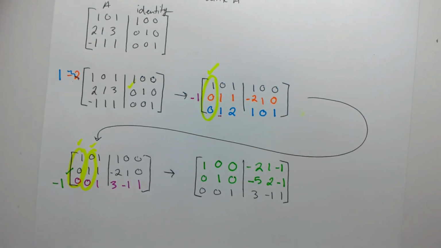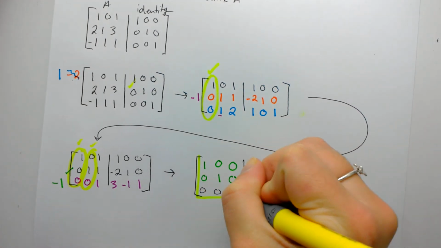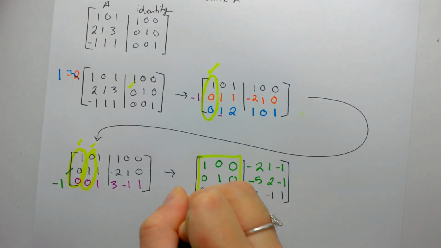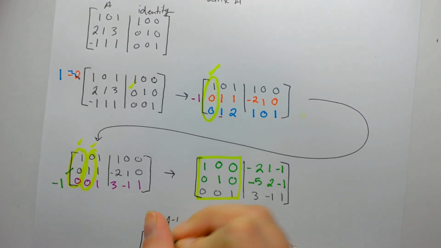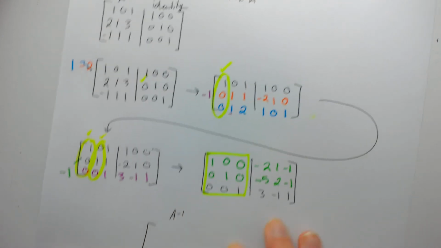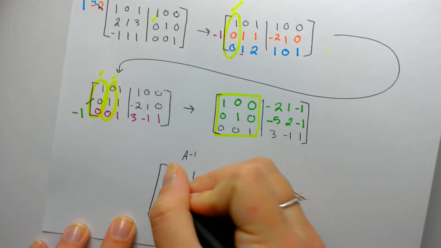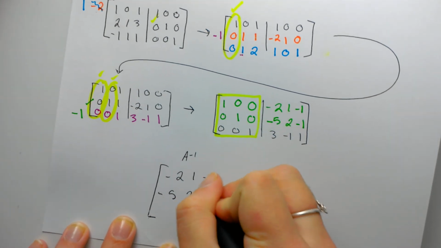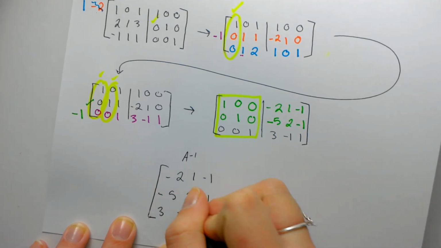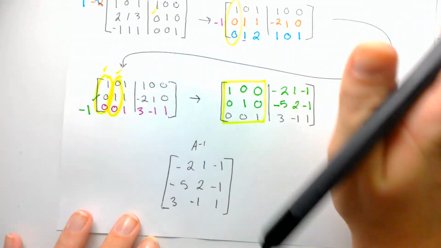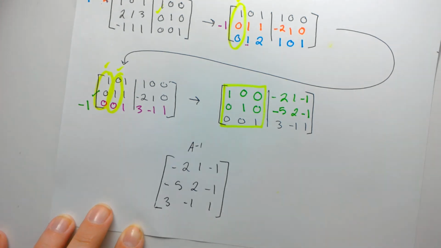So now we've completed our inverse, because this is our identity, and the whole goal was to get our identity on the left side. So you should have your new identity, your inverse of A, looking to be, if my pen will write, negative 2, 1, negative 1, negative 5, 2, negative 1, 3, negative 1, and 1. Okay, so that's how you solve for the inverse of A, or the inverse of a matrix.